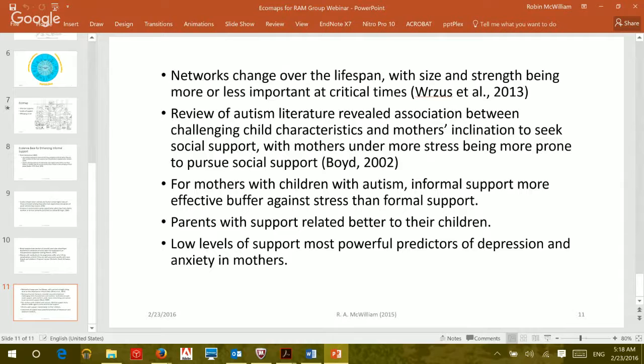For mothers with children with autism, informal support was a more effective buffer against stress than formal support. And yet we often try to give families more services, when in fact what we need to be doing is fostering their informal supports. Parents with support related better to their children than the parents who did not have support. This is Brian Boyd's research. And low levels of support were the most powerful predictors of depression and anxiety in mothers.